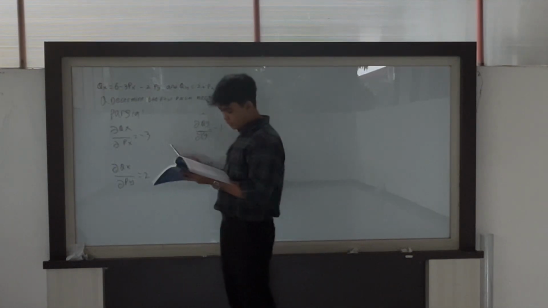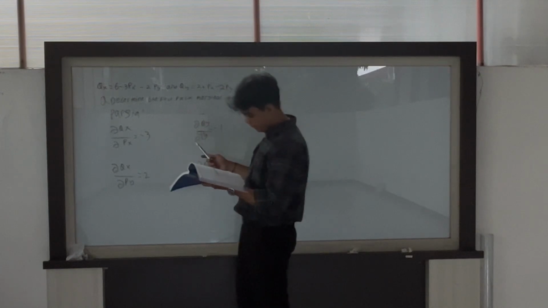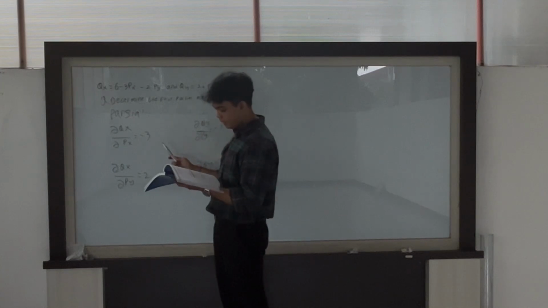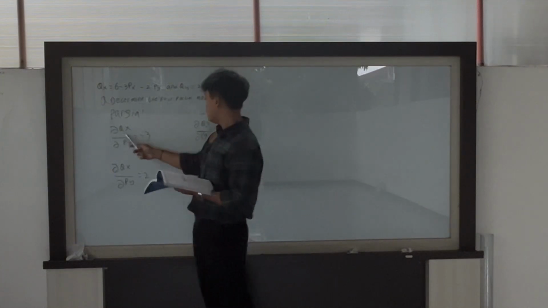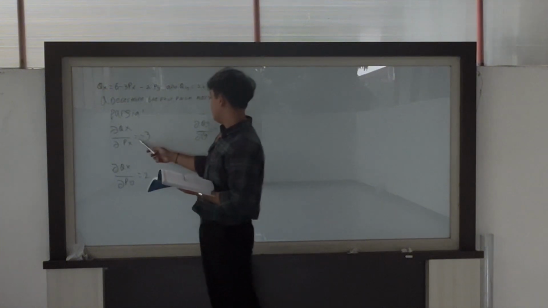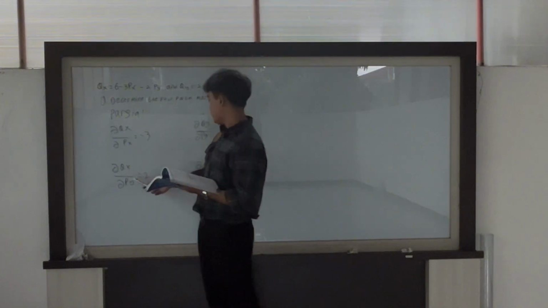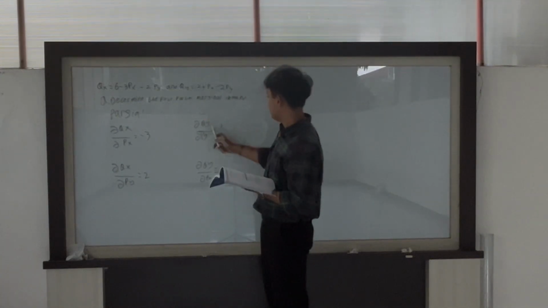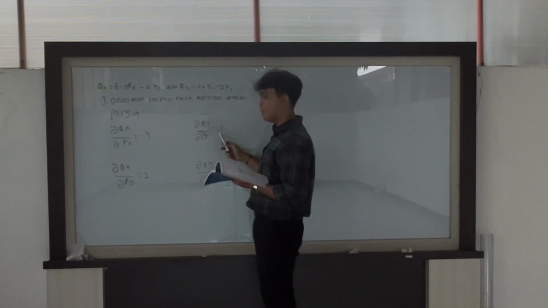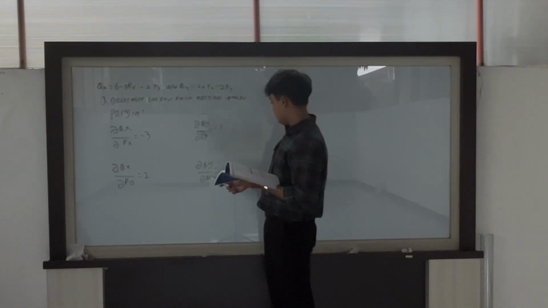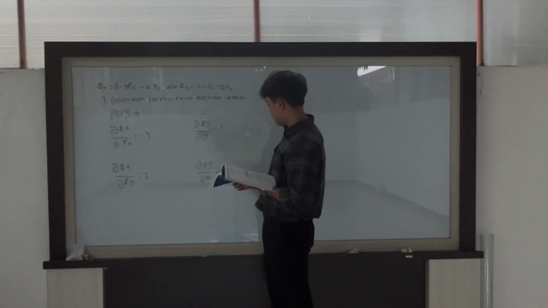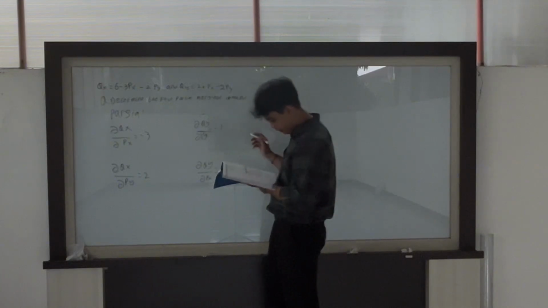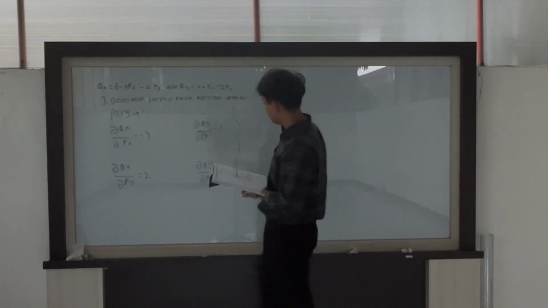So to find the marginal partial, we have to find ∂Qx over ∂Px equal minus 3, ∂Qx over ∂Pa equal 2, ∂Qa over ∂Pa equal minus 1, ∂Qa over ∂Px equal 1. So this is the answer.